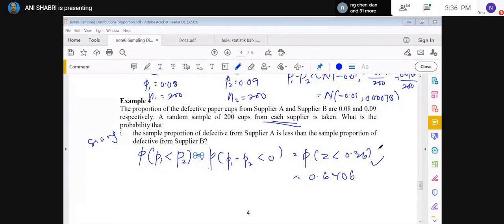Ada tak soalan? Any question? No, tak ada. Okay, we finished until here. Okay, test one until this chapter. Test one until this chapter.